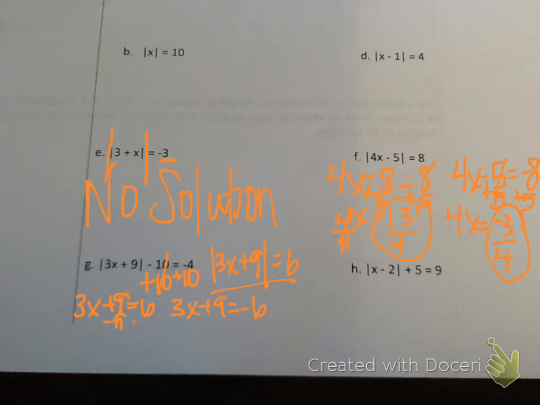Subtract 9. 3x equals negative 3, x equals negative 1, or subtract 9, 3x equals negative 15, so x equals negative 5.